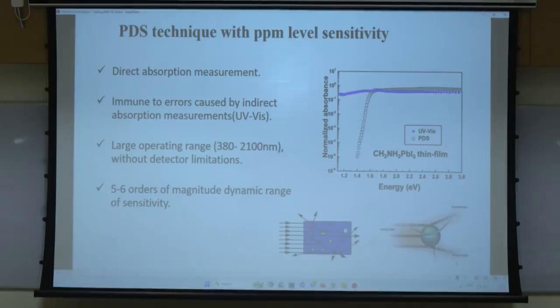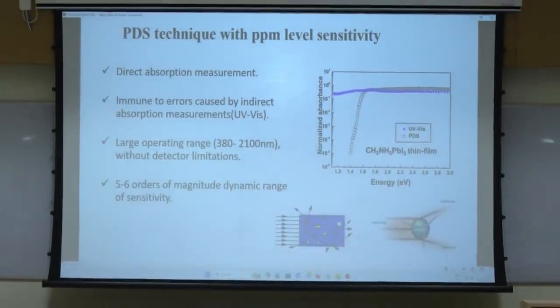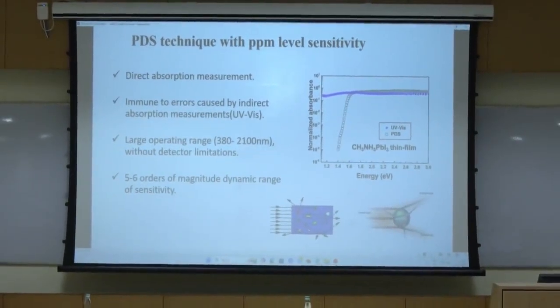Whereas if you measure the same sample, which is nothing but a sample coated on a piece of glass, so there's no device involved here, in the PDS, you can see the semiconductor band gap very precisely, down to 5 orders of magnitude of sensitivity. This translates to parts per million level of sensitivity. And this sort of complements what Sai is doing on the theoretical front. We actually come from the experimental point of view.